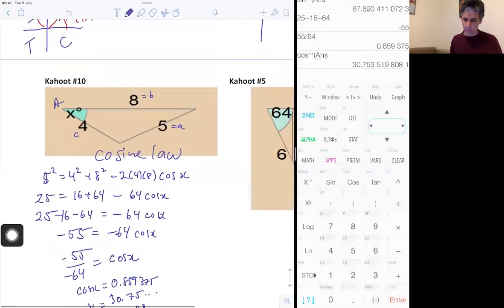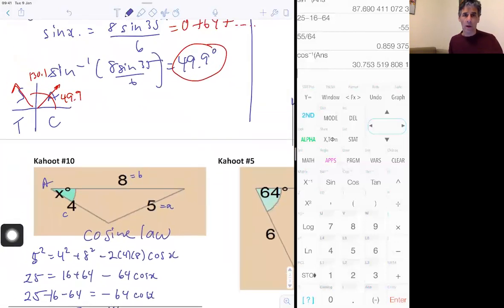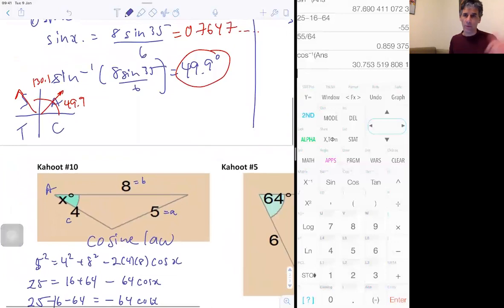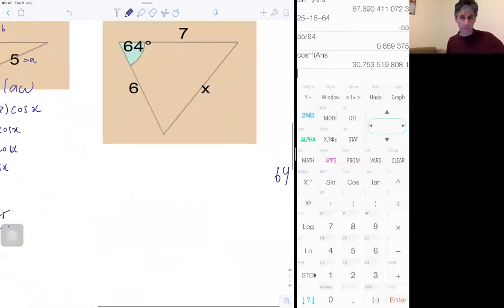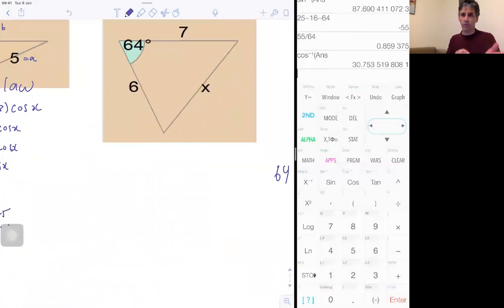So we don't have to do the same sort of considerations that we did up here for the sine because there's no ambiguity about the cosine. When it's positive, you've got an acute angle. If the cosine ratio is negative, then it would be an obtuse angle. Okay? All right, we're just about done.